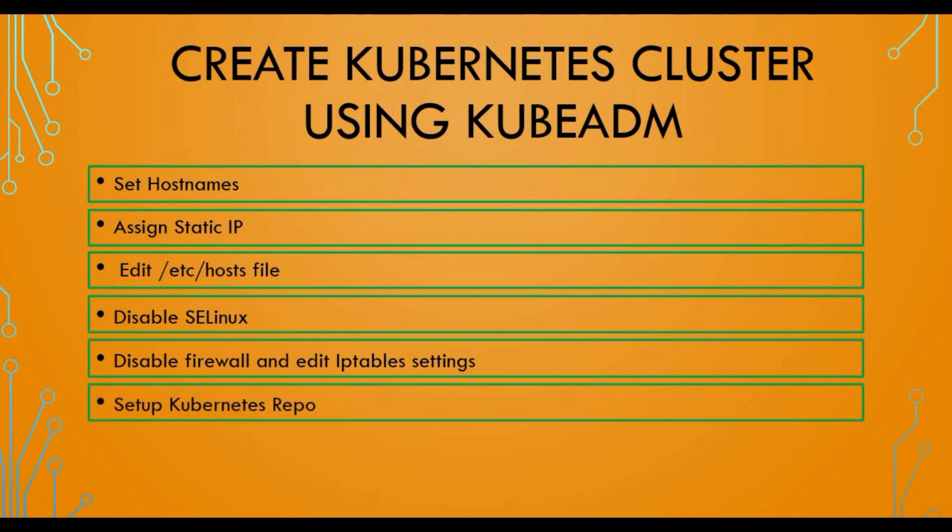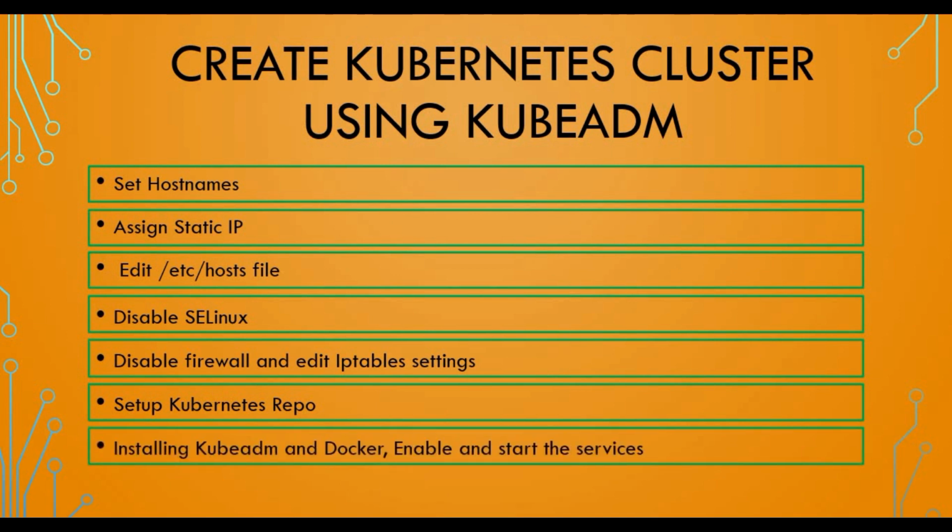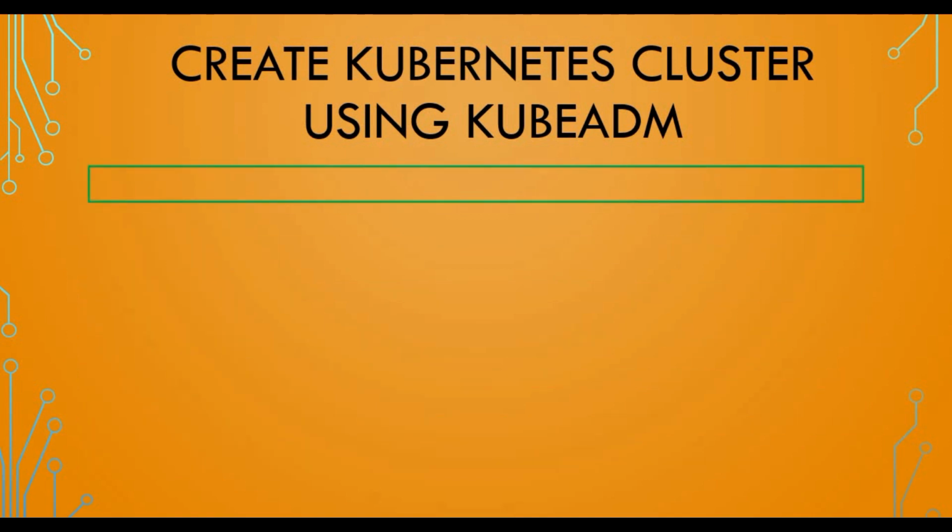Okay, so then we will set up the Kubernetes repo, because we need to install Kubeadm. So for that we need to set up the Kubernetes repo, and then we will install Kubeadm and also Docker, and then once the installation is completed, we will enable and start the services for Kubeadm and Docker. Okay, so moving on, once we do that, then we have other steps as well.